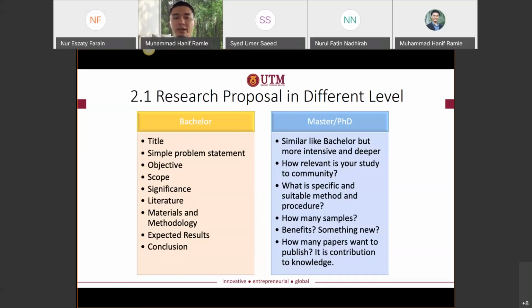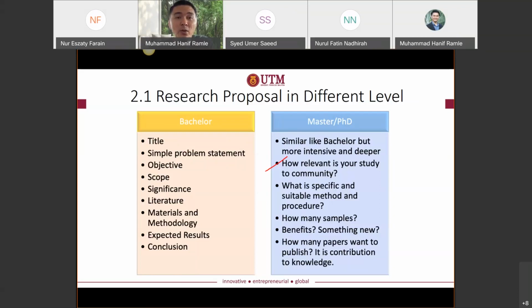Okay, and number two, what is the specific suitable method and procedure to run the analysis? For bachelor, it normally depends on the supervisor. Mostly it will depend on the supervisor. But for master and PhD, you have to think by yourself. You have to think what is the specific, suitable method, not 100% depending on the supervisor.